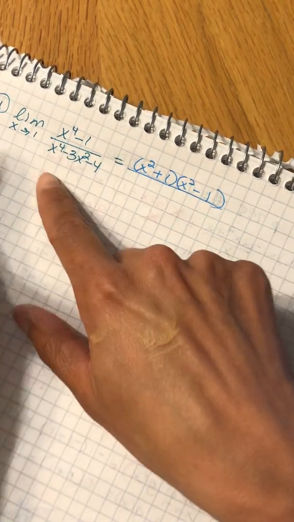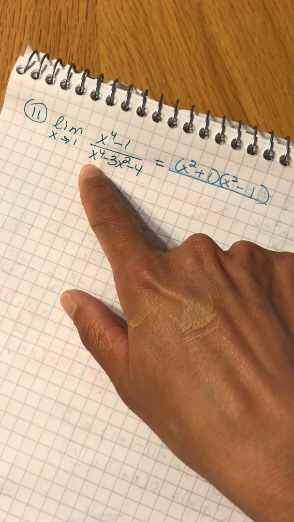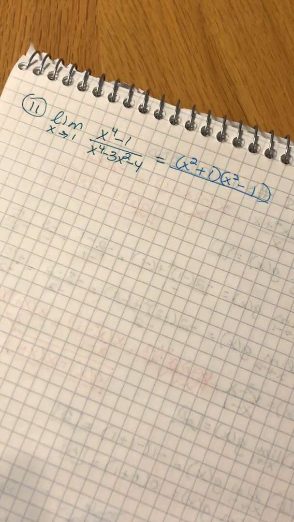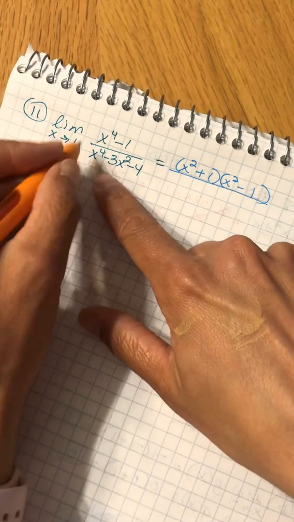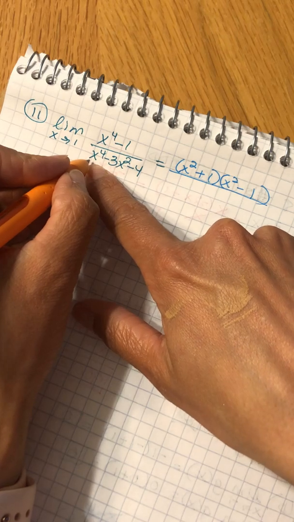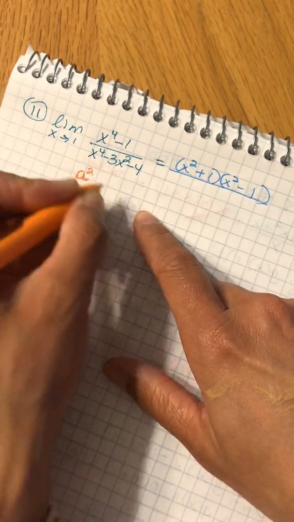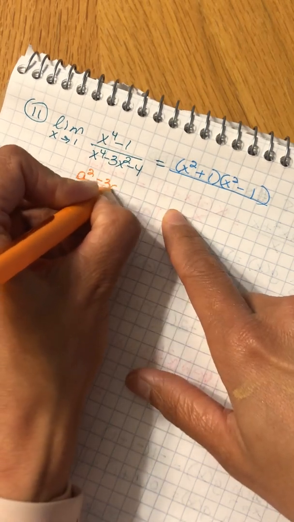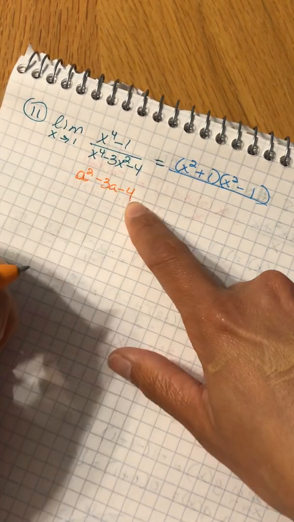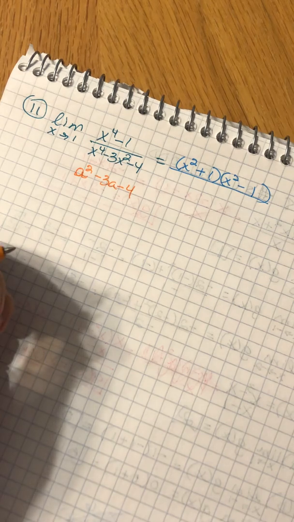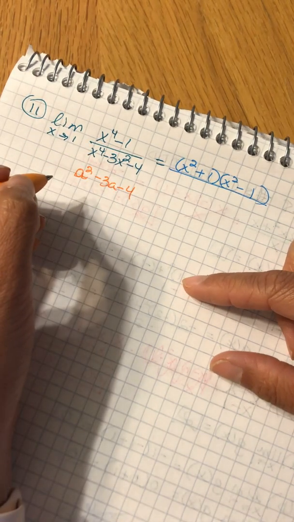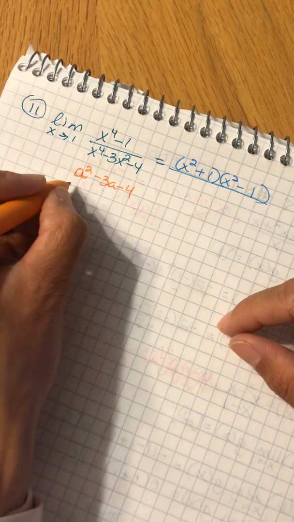In the denominator, here's what I recommend on this one. I'm going to use a different color. Let's write this as if it were a quadratic. If it were a quadratic, I would write, I'm going to change the letter to a. So a squared minus 3a minus 4. Pretend it's a quadratic for right now, okay? We'll put the x to the fourth and x squared's back in a little bit.